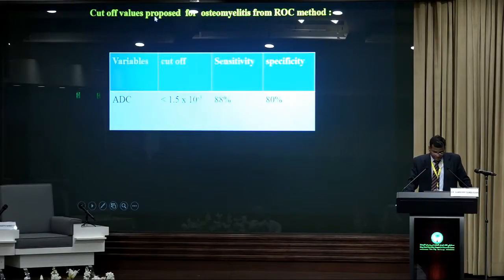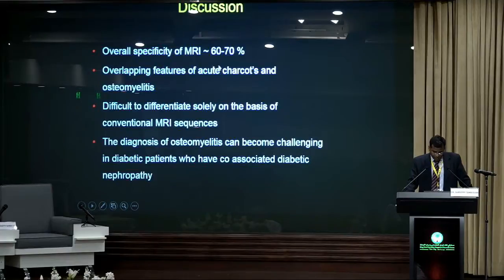If you propose a cutoff value for osteomyelitis on the ROC of less than 1.5, then the sensitivity of the study is 88% with a specificity of 80%. Coming to the discussion, we all know that overall specificity is 60 to 70%, with sensitivity up to 80 to 85 or 90%. There are overlapping features of diabetic osteomyelitis and acute Charcot arthropathy, because they show similar findings, T1 hypointensity and T2 hyperintensity. So it's difficult to differentiate on the basis of conventional MR sequences.